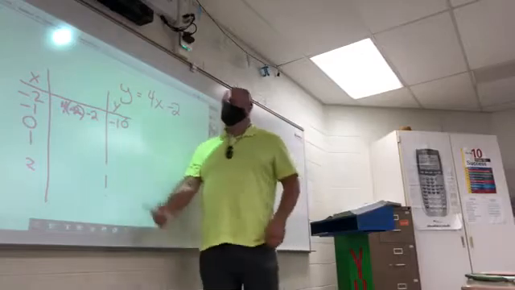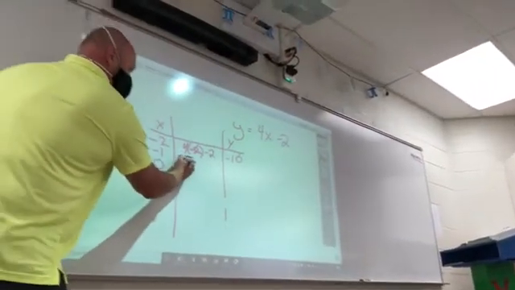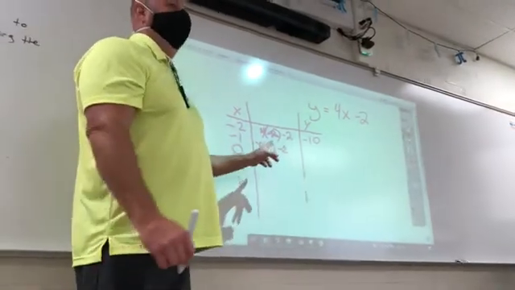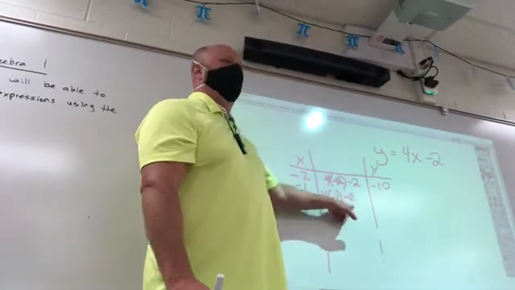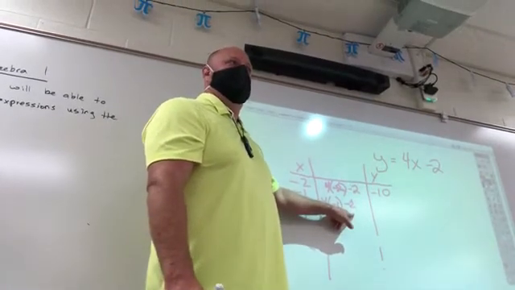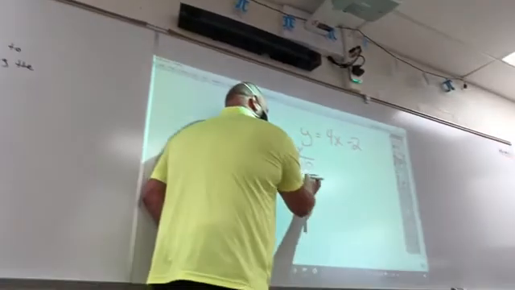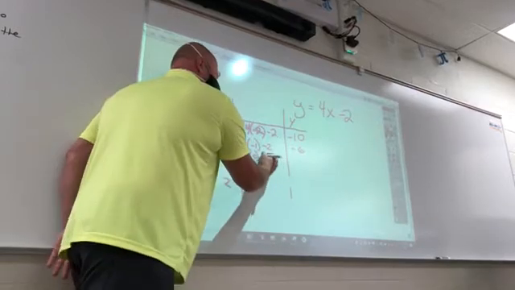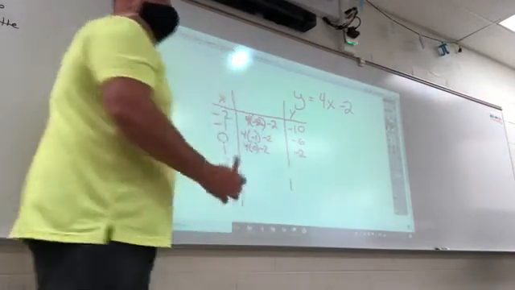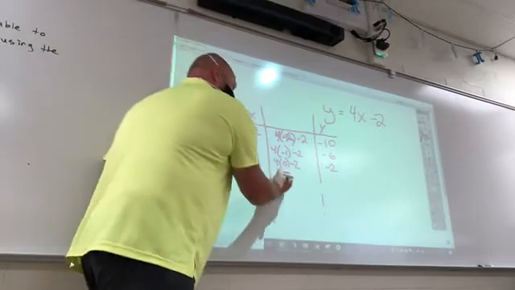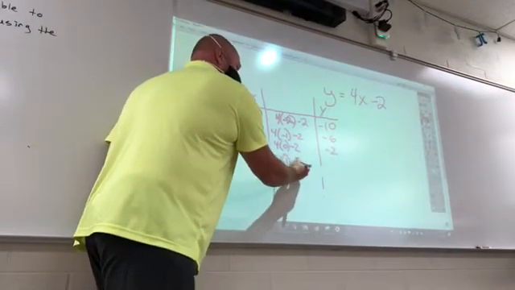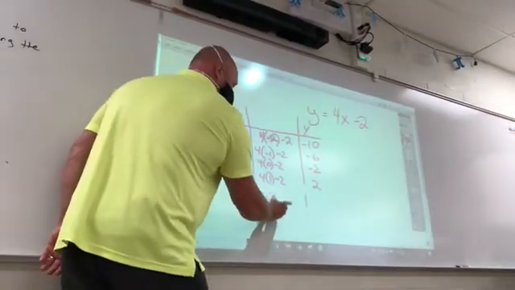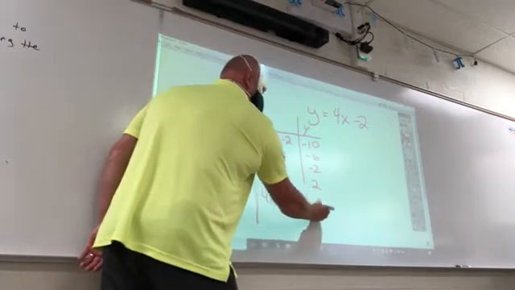Then what do we do with -1? We go 4 times -1 minus 2. What's 4 times -1? -4. -4 minus 2 would be negative 6. And then we plug in a 0. 4 times 0 is 0. 0 minus 2 is negative 2. And then we plug in a 1. 4 times 1 is 4. 4 minus 2 is positive 2. And then we plug in a 2. 4 times 2 is 8. 8 minus 2 is 6.